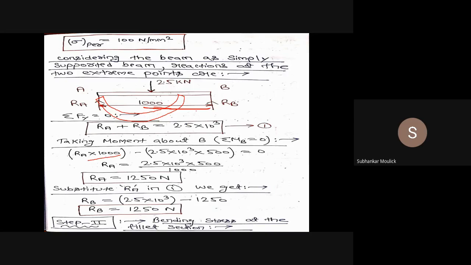2.5 into 500. That will try to create a hogging bending moment, which will be negative. So it will be RA into 1000 minus 2.5 into 10 to the power 3, kilonewton to Newton, into 500 equal to 0. You will get the value of RA, and that RA is 1250 Newton. Substitute this RA in equation number 1 and you will get the value of RB. RA and RB are both the same, coming out to be 1250 Newton. Is it clear? Any doubt, anyone?